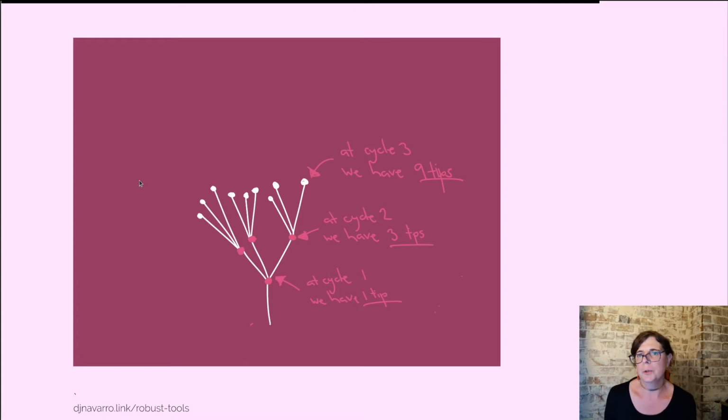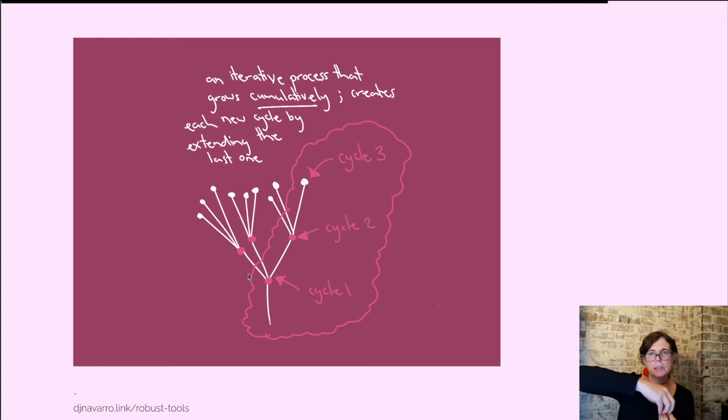But there's this other loop that we've got in our code, and that's the one where we're growing our tree as a sequence of cycles. So at cycle 1, there's 1 tip. At cycle 2, there are these 3 tips. At cycle 3, there are these 9 tips. And so we have this process that's growing longwise rather than outwise, if that makes sense. That loop is behaving in a subtly different way. This is an iterative process that is growing cumulatively.